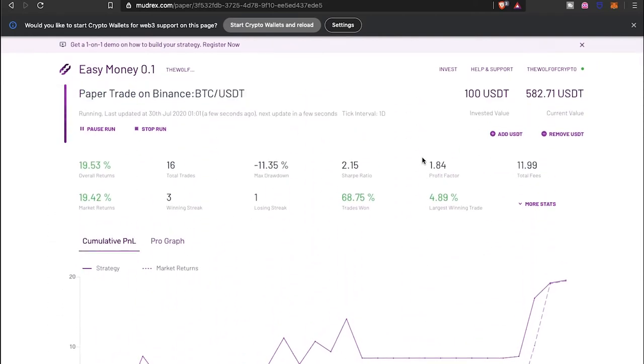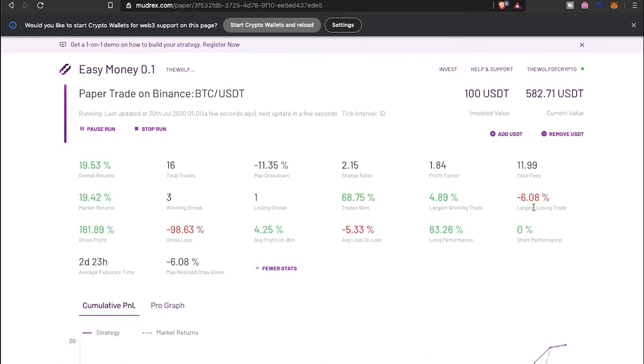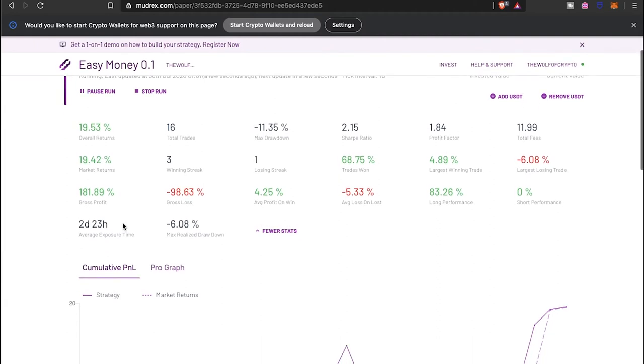So as y'all know, Bitcoin was sideways for a while, no movement, and now that we're finally getting a little bit of movement, this thing has been doing its thing. And I gotta say, look at the overall returns compared to the market returns. I'm beating the market returns, just over a little bit.